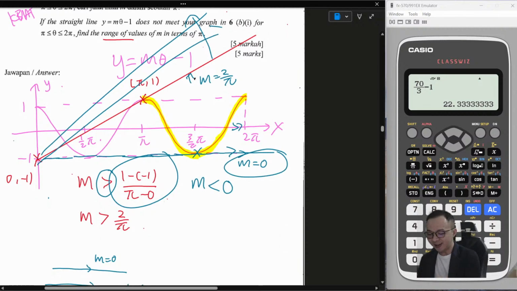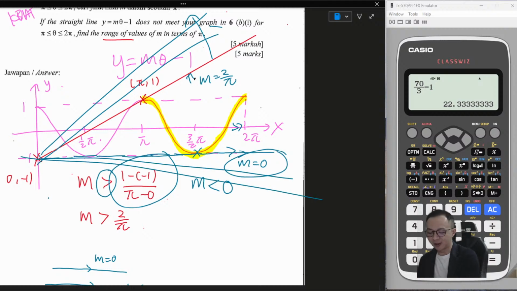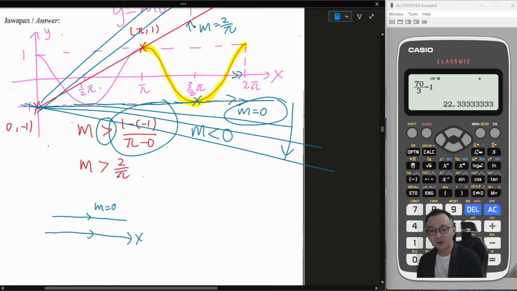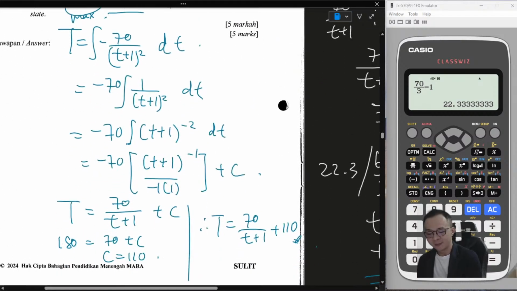Okay, and then this line, the gradient is 0. If I want to avoid touching the graph, the gradient is decreasing. So this is the reason why it will be less than.